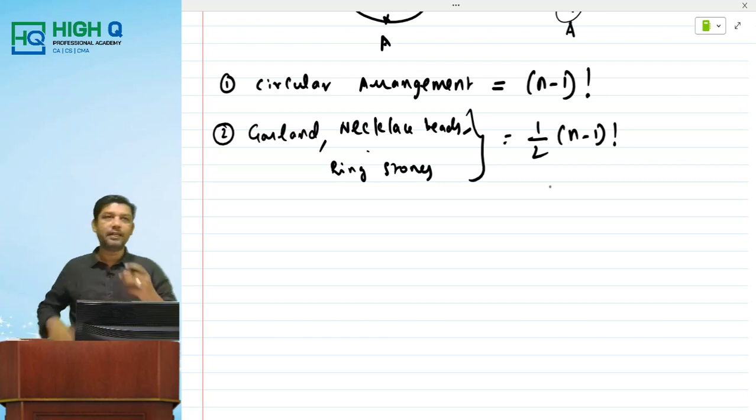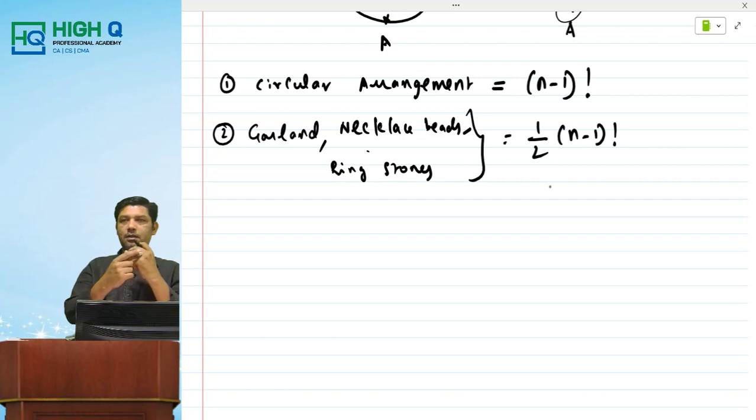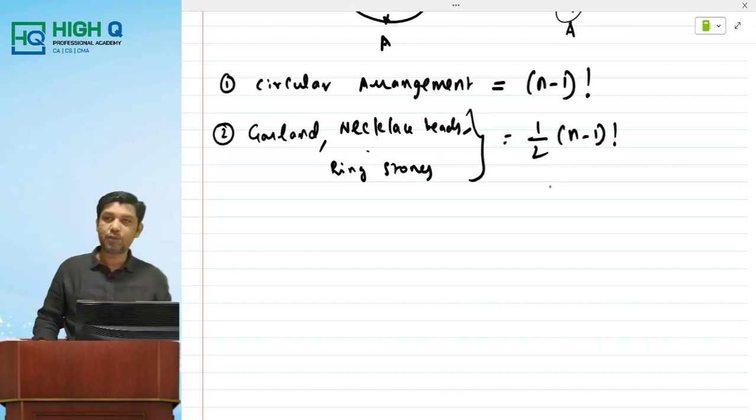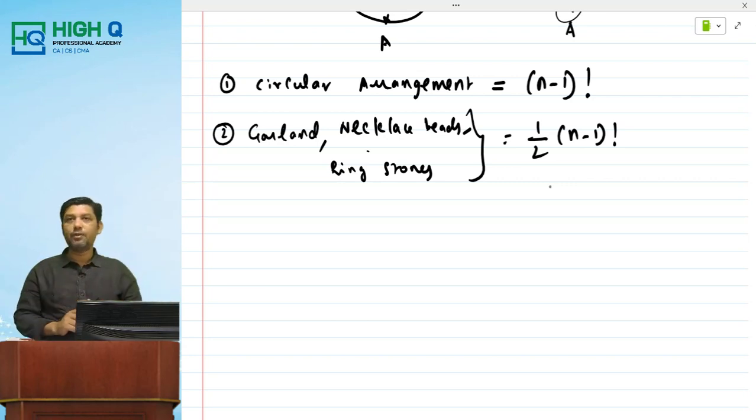For example, rings. In the ring, the stones are to be arranged. This is a semicircular arrangement only. So garland, necklace, beads, rings, etc. Everything is half into n minus 1 factorial. Please remember these formulas. In this way only you remember.